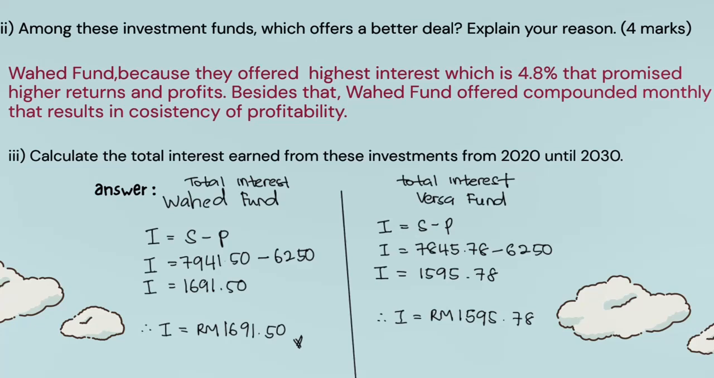So 7,941.50 minus 6,250, which is how we get the answer. The last one is we calculate the total interest for Versa Fund. We use the same formula and we get the answer 1,595 ringgit and 78 cents.